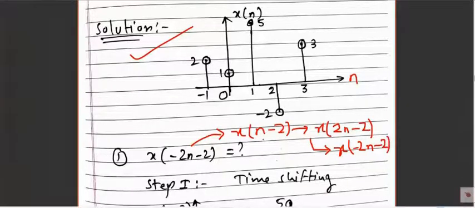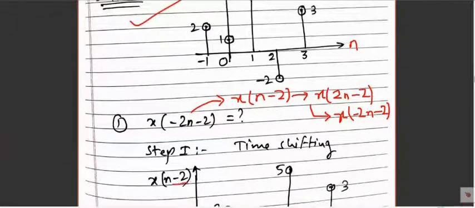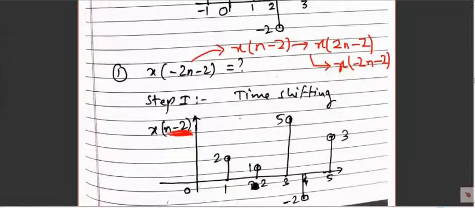Okay. So first, time shifting. Minus 2 is written, so the opposite is plus 2. So minus 1 plus 2 is 1, 0 plus 2 is 2, 1 plus 2 is 3, 2 plus 2 is 4, 3 plus 2 is 5. So my sequence is shifted to the right hand side by 2 units.